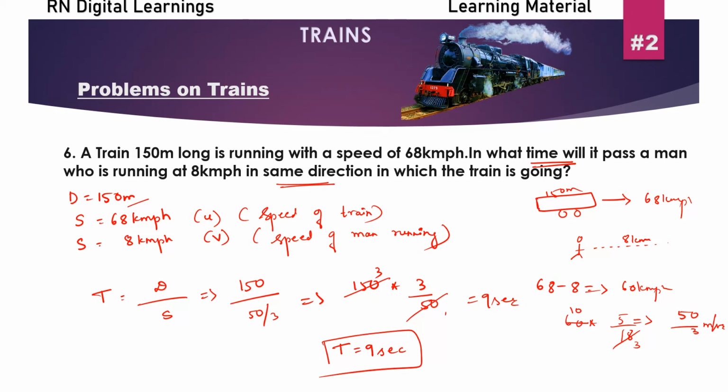In the span of 9 seconds, the train and man will be moving in the same direction. Now let's solve the next one. Last problem of this session.